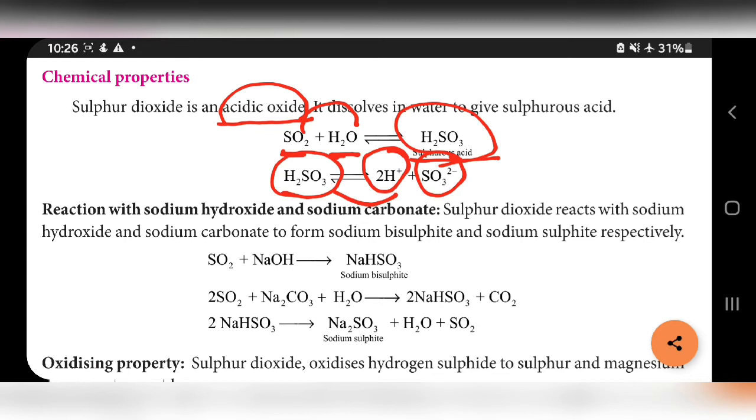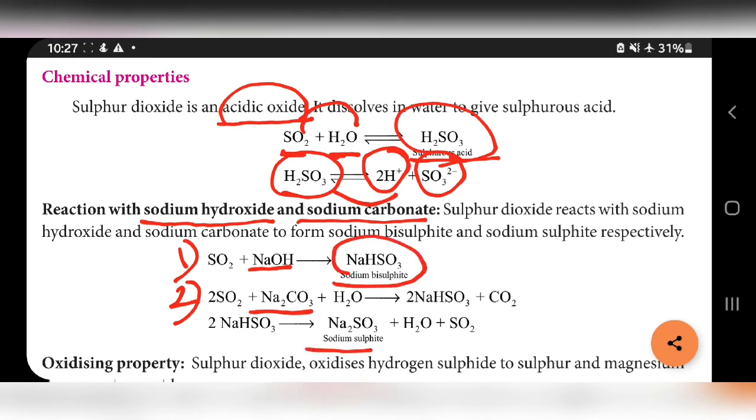Reaction with sodium hydroxide and sodium carbonate. Sulfur dioxide reacts with sodium hydroxide, and sulfur dioxide reacts with sodium carbonate. This is the first condition, this is the second condition. Sulfur dioxide reacts with sodium hydroxide and sodium carbonate to form sodium bisulfite and sodium sulfite respectively. This is sodium bisulfite, this is sodium sulfite.